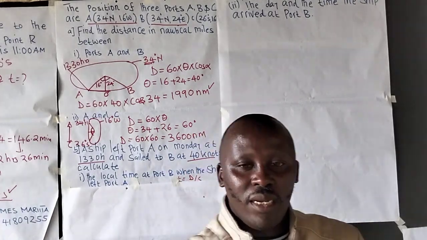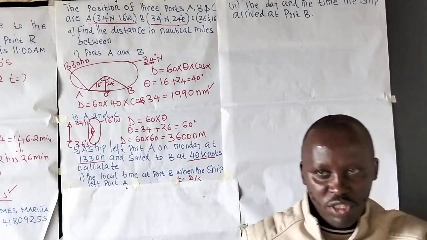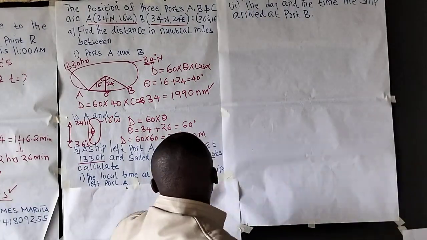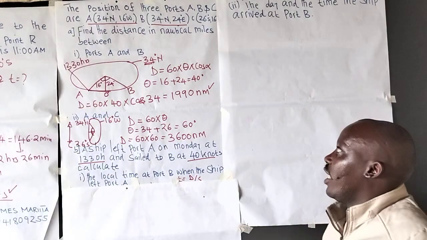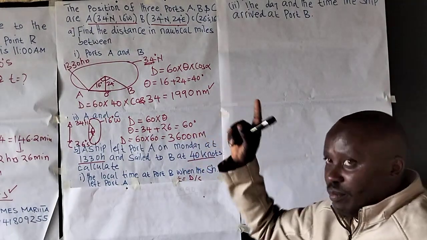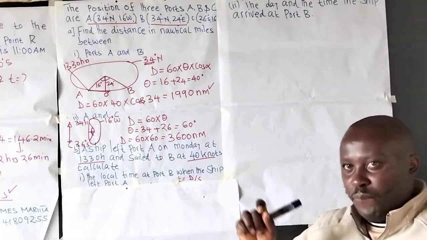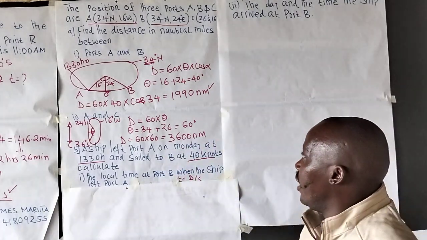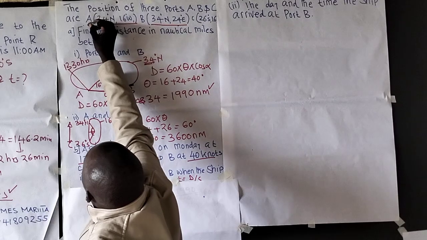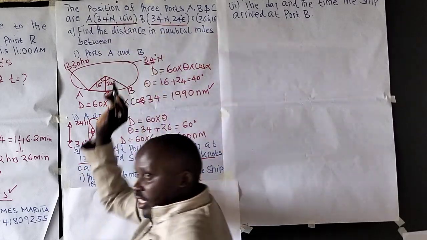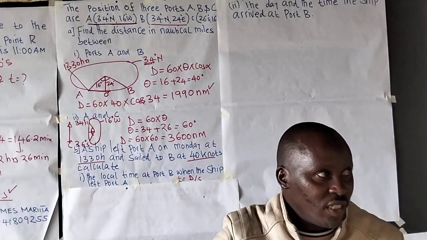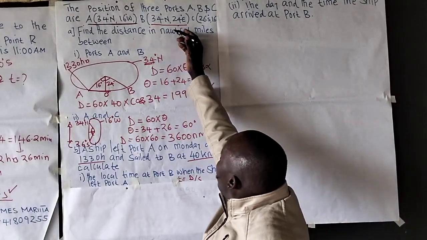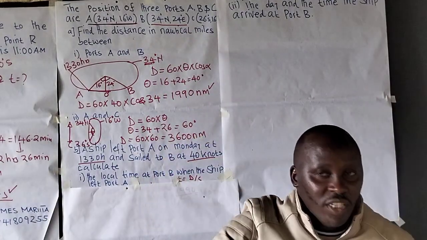Today we are looking at past paper questions on longitude and latitude. I have a question of 10 marks. The positions of three ports A, P and C are given. A is at 34 degrees north, 16 degrees west. P is at 34 degrees north, 24 degrees east.